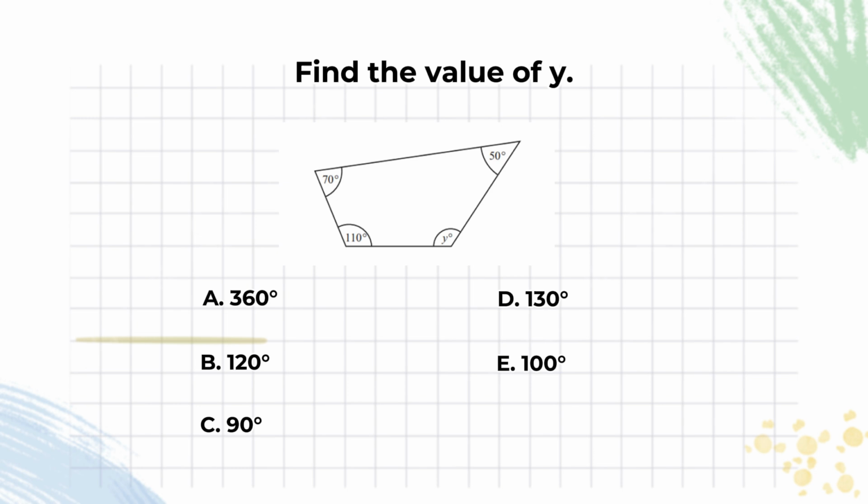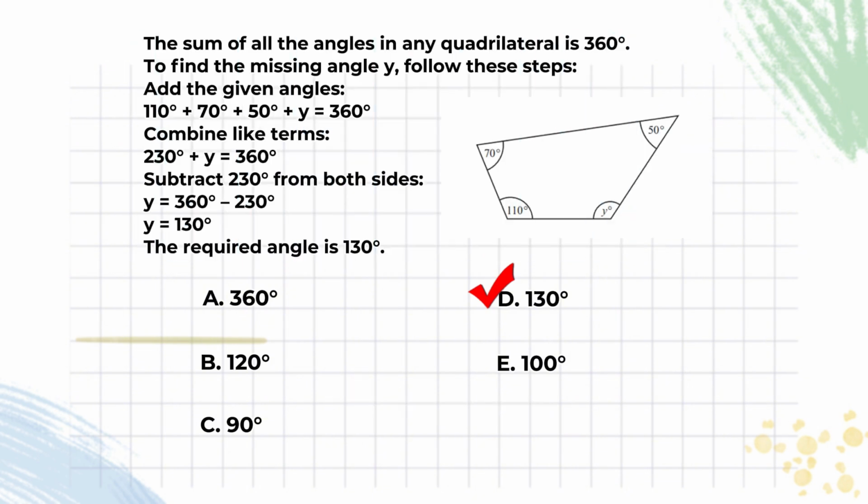Let's begin with a geometry question. Find the value of y based on the given angles. Pause the video and try it first. The correct answer is D. The sum of all the angles in any quadrilateral is 360 degrees. To find the missing angle y, follow these steps. Add the given angles. Combine like terms. Subtract 230 degrees from both sides. So the required angle is 130 degrees.